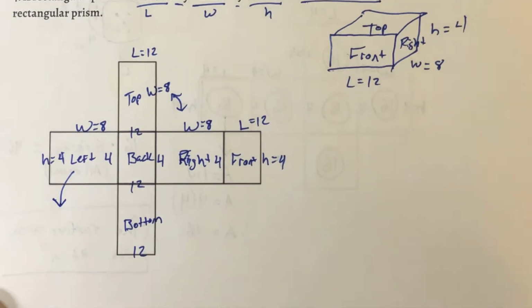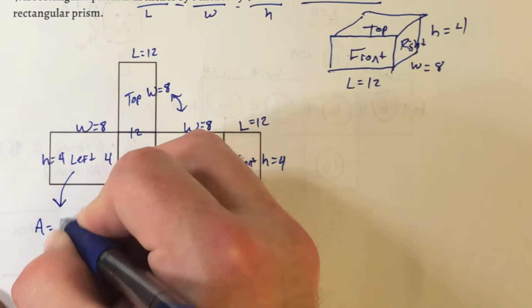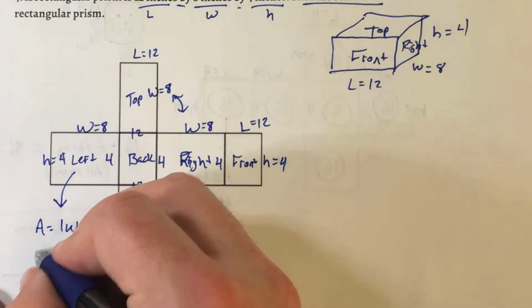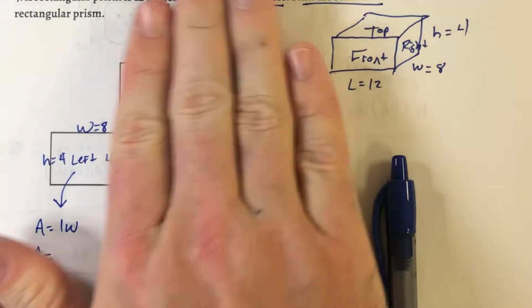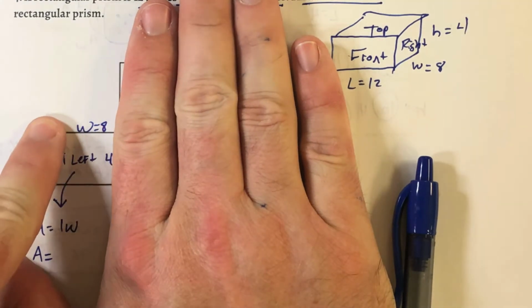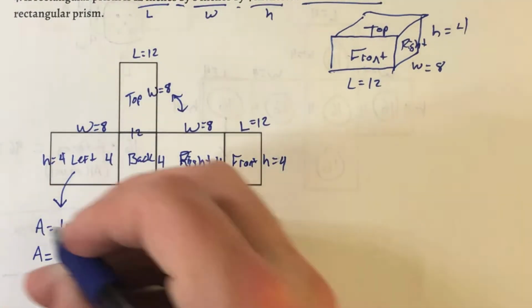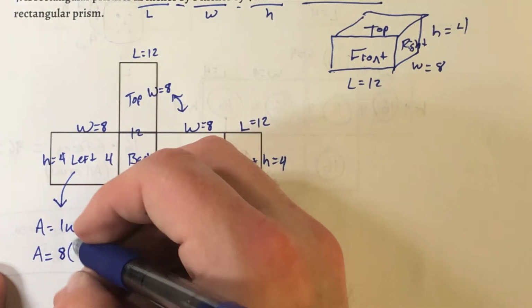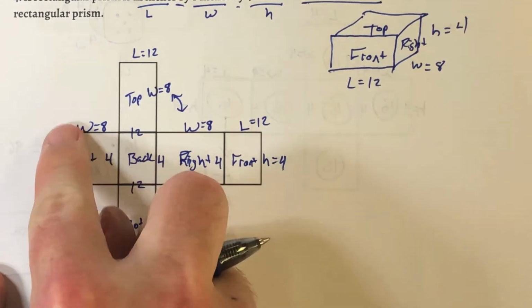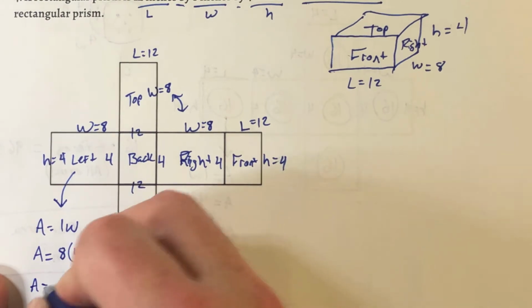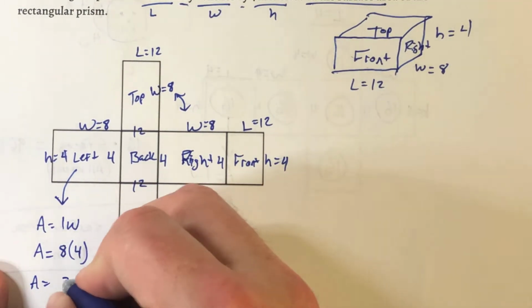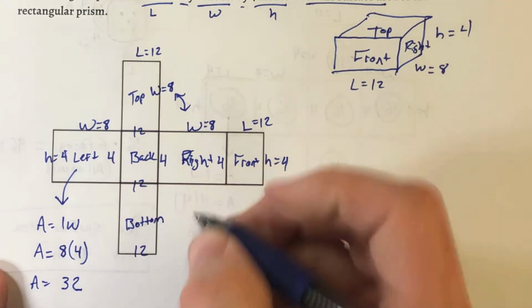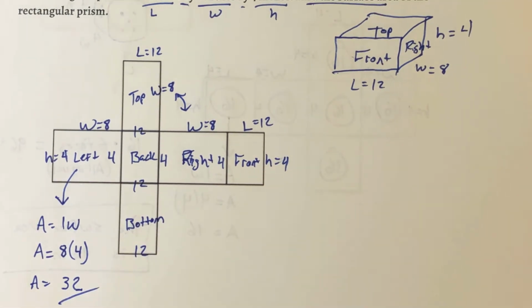So let's start with an area formula. A equals LW. Next, let's fill it in. A equals, it's 8 by 4. It doesn't matter which one's which. We're just going to say the length is 8 and the width is 4. Again, it's 8 by 4. A equals 8 times 4 is 32. So we found the area of the left rectangle.